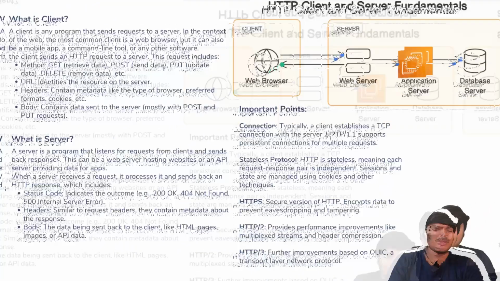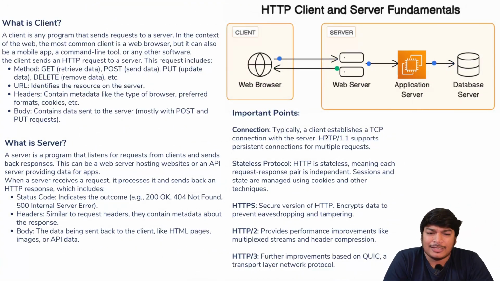Now there are some important points that I want to explain. That is the connection. What I mean by the connection is that the client establishes a TCP connection with the server. HTTP/1.1 supports persistent connections for multiple requests, and then there is the stateless protocol. HTTP is stateless, meaning each request-response is an independent session, and state is managed using cookies or other techniques.